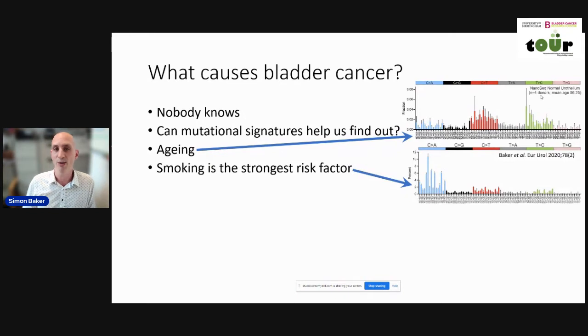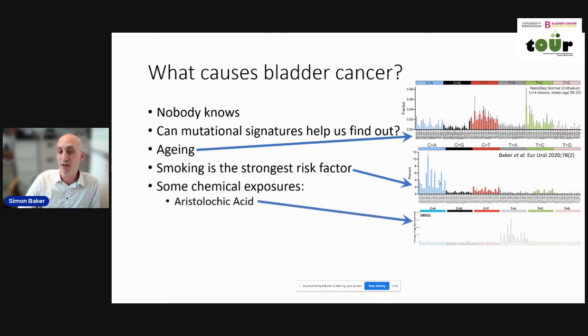So smoking, we know, is the strongest risk factor for bladder cancer. And we generated this mutational signature in 2020 based on exposing normal urothelial cells to a smoke carcinogen. And you can see this really characteristic pattern of light blue peaks here. And these are exactly what we see in smoke-exposed cancers like lung cancer. There are some chemical exposures that we know cause bladder cancer. So in herbal remedies and some teas, we see aristolochic acid, and this creates this kind of distinctive pattern of T>A changes that we see over here.